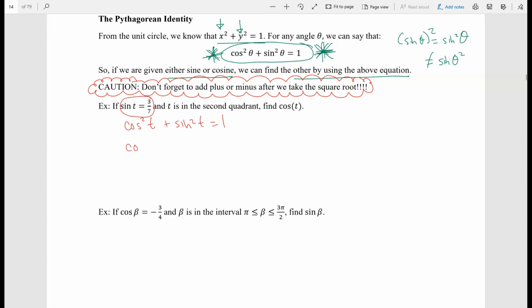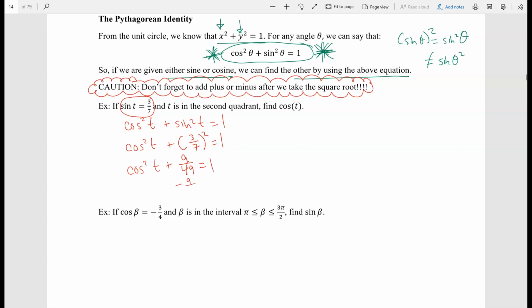So we have cosine squared t. The whole sine is going to be 3 over 7, and this is squared, equals 1. Okay, so now we're going to have cosine squared t plus 9 over 49 is equal to 1. Okay, so now let's solve for cosine.